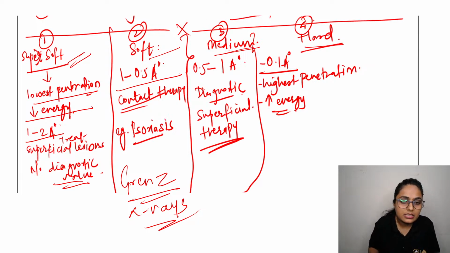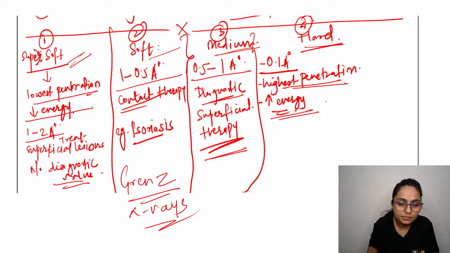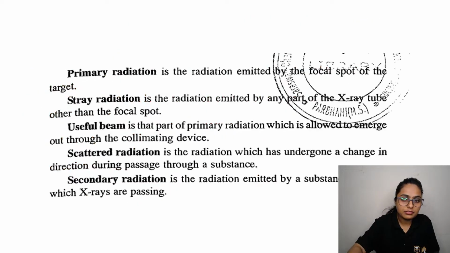Then we have medium X-rays, wavelength 0.5 to 1 Angstrom. They are diagnostically used and also used in superficial therapy. All right. Then comes hard X-rays. Now, hard X-rays will have a wavelength of 0.1 Angstrom. They have the highest penetration and highest energy. All right. So you need to remember these types of X-rays. They can ask you wavelength and penetration power.